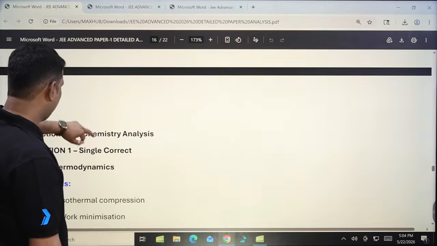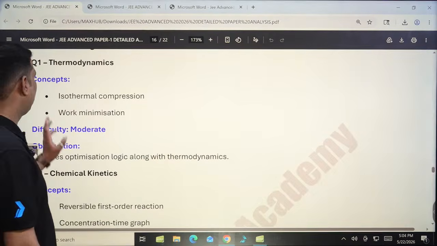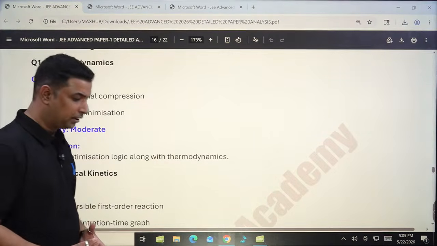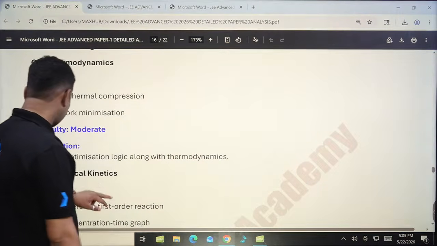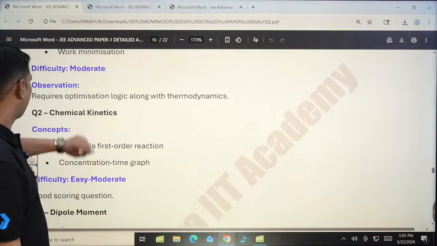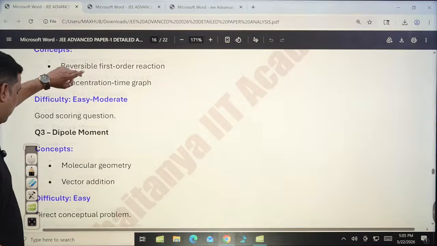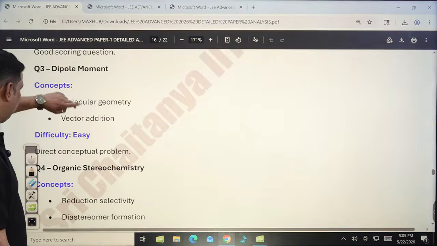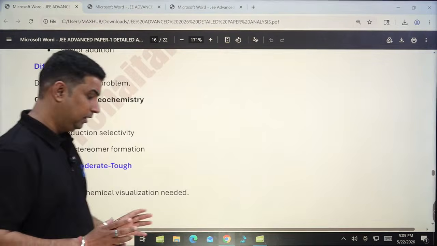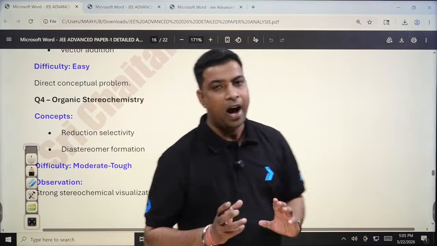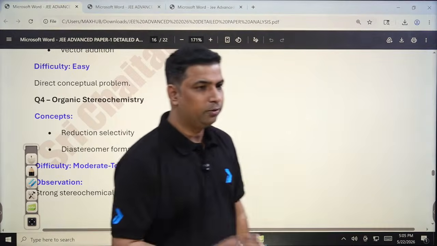Now let's discuss question-wise. Question number 1 was based on isothermal irreversible compression process. We will take it on the moderate side. The second question was from chemical kinetics, again on the moderate side. As I have discussed, organic stereochemistry was tougher, because you have to determine the R and S nomenclature in wedge-dash form. So it was a bit difficult.